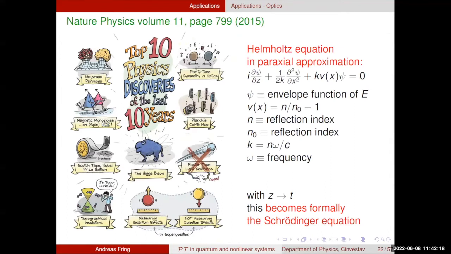Okay, some applications. A big application is in optics. The reason is that the paraxial approximation of the Helmholtz equation, which is written here, looks formally equivalent to the Schrödinger equation if you identify z with t. And Nature Physics declared in 2015 that the applications in optics are amongst the top 10 discoveries in the last 10 years, between 2005 and 2015. So this is a huge field now. There are optical experiments all over the world making use of these ideas.